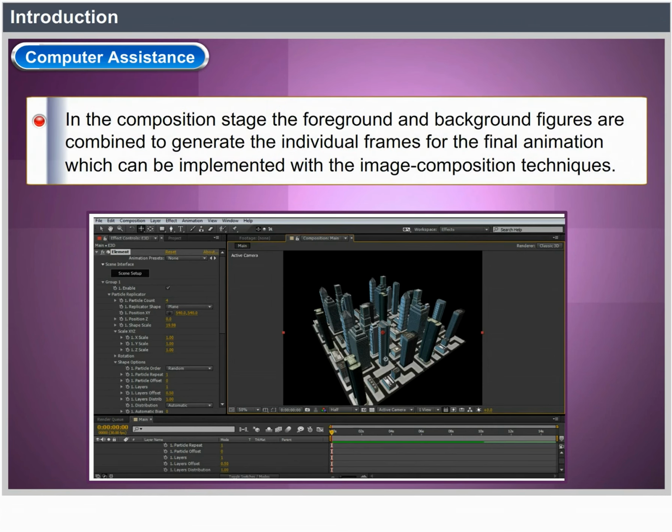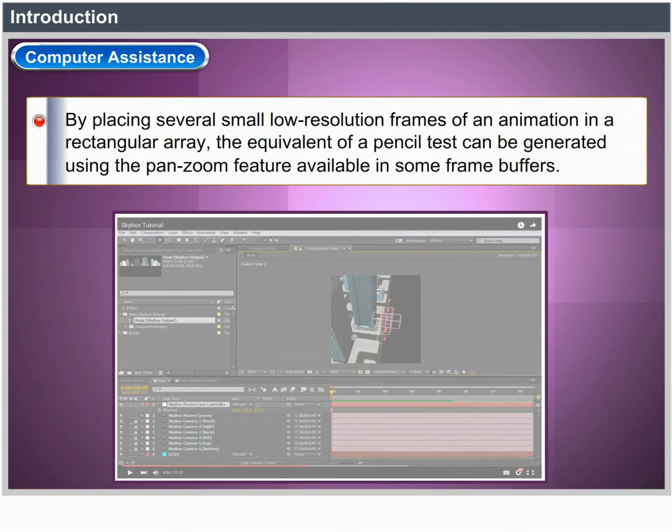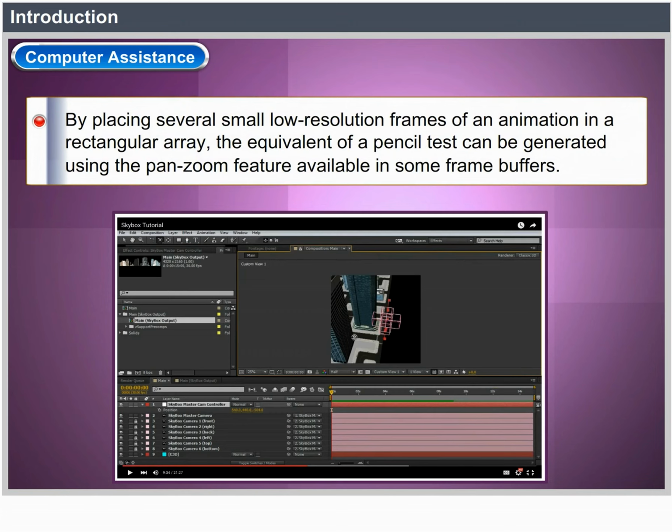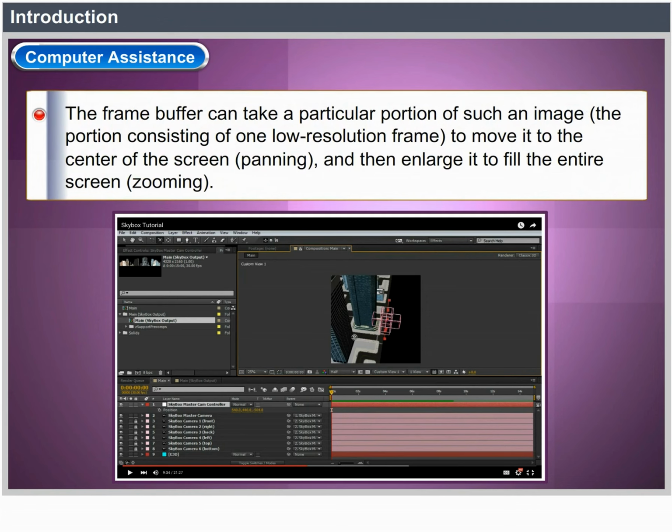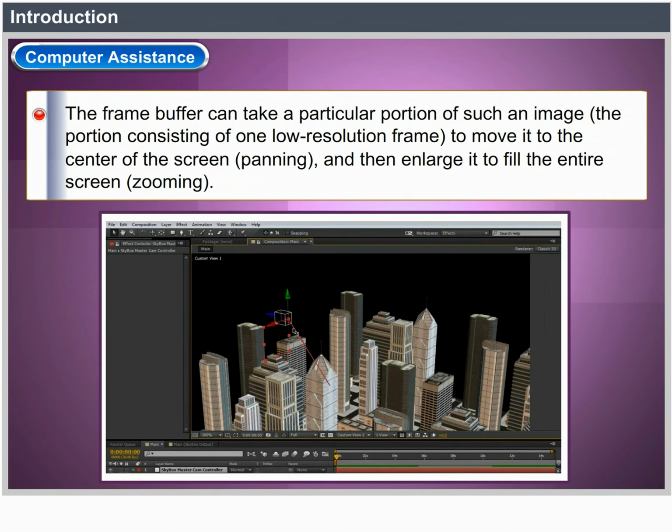The composition stage, in which the foreground and background figures are combined to generate the individual frames for the final animation, can be done with the image composition technique. By placing several small low-resolution frames of an animation in a rectangular array, the equivalent of a pencil test can be generated using the pan-zoom feature available in some frame buffers. The frame buffer can take a particular portion of such an image, the portion consisting of one low-resolution frame, move it to the center of the screen, panning, and then enlarge it to fill the entire screen, zooming.